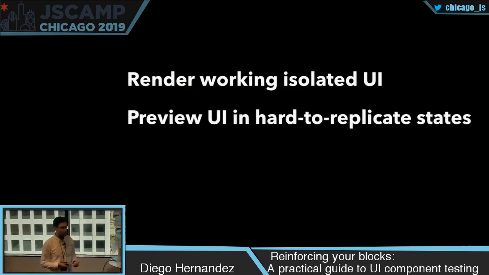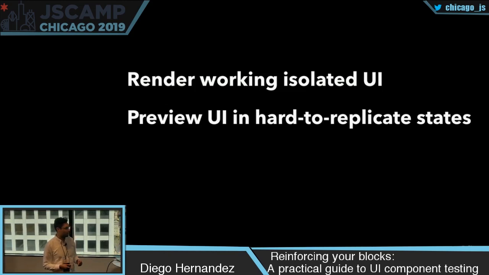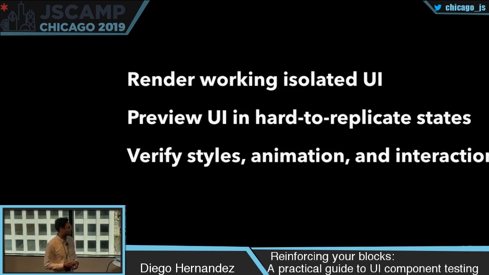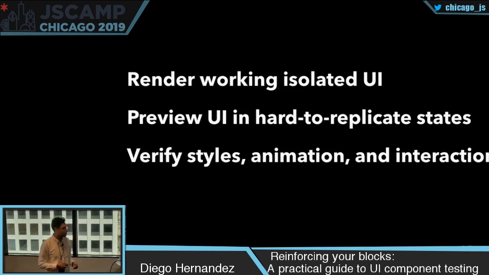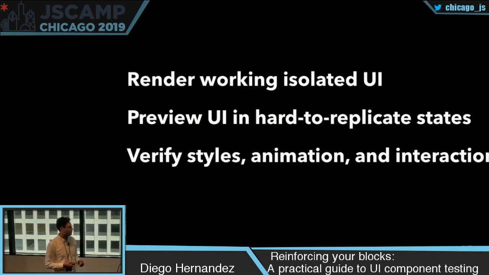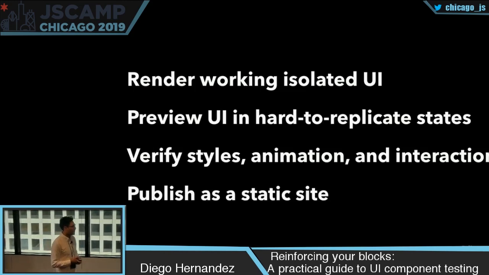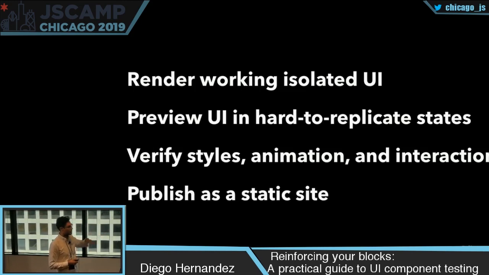You can also preview hard-to-replicate UI states, like a loading state. You can just see those in Storybook. You can verify styles, animations, and interactions much more easily, which is a little harder to do with just testing. And lastly, you can publish a version of Storybook as a static site on GitHub Pages or Netlify, which we definitely use.